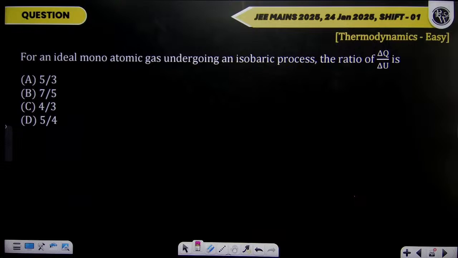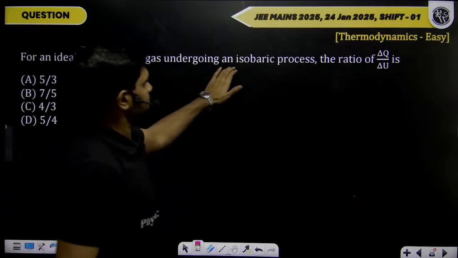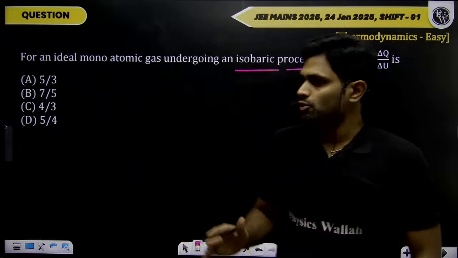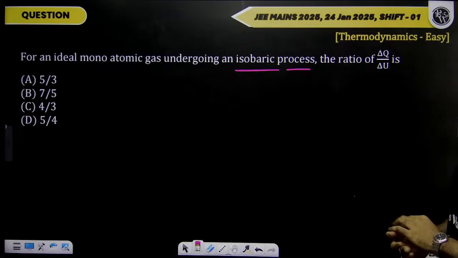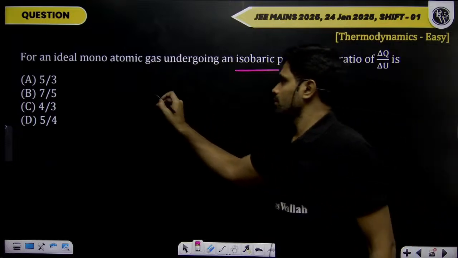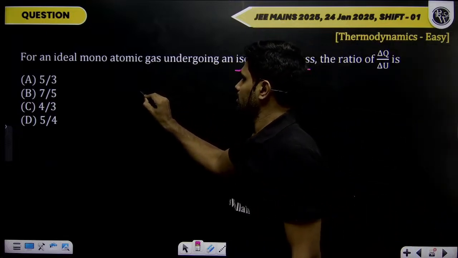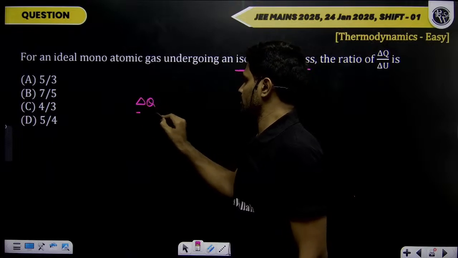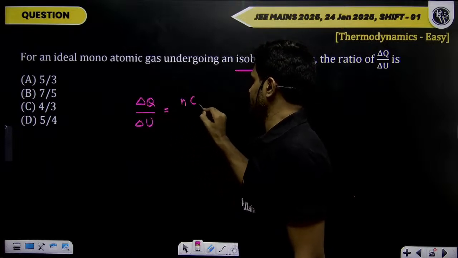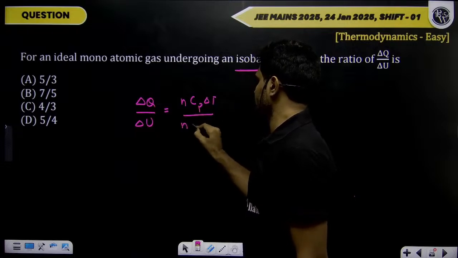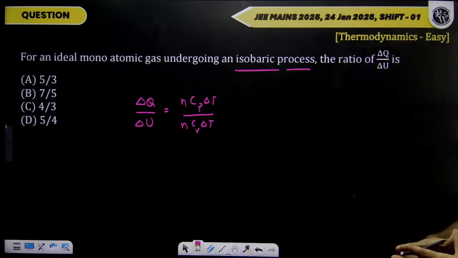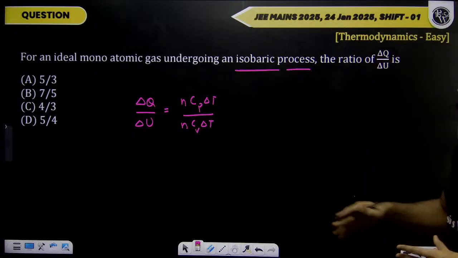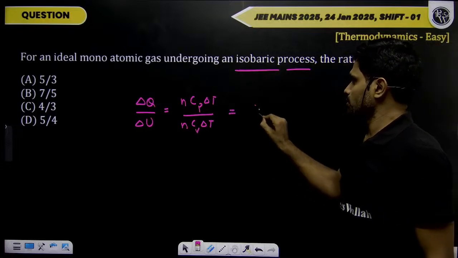An ideal monatomic gas is undergoing an isobaric process. This is an easy question from thermodynamics. This you can do with chemistry also. They are asking delta Q by delta U. Very simple. Delta Q is nCp delta T and delta U is nCv delta T. Because this is an isobaric process, Q has to be nCp delta T and delta U is nCv delta T. So it is gamma basically.